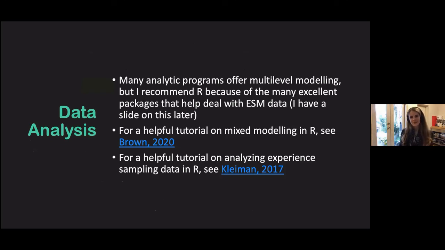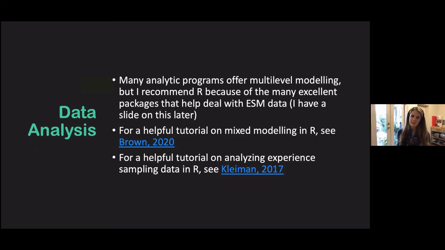So how do you actually do all this stuff? Well, many analytic programs offer multi-level modeling. I think almost all of them now, although I'd caution you to watch out for SPSS because the multi-level modeling option there is a little bit problematic. But I generally recommend R. And I do this because there's a lot of really excellent packages that help deal with ESM data in R.